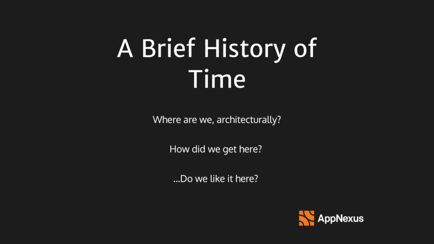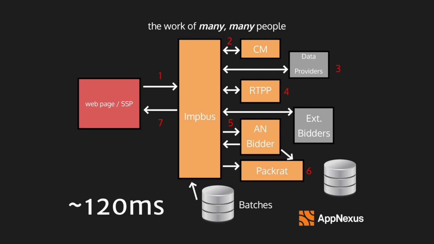I'm going to talk a little bit about where we are architecturally, how we got here. A lot of the answer to that question is by accident, and whether or not we actually like it here. So there's still stuff we want to change about our systems. This is the canonical diagram of the AppNexus real-time platform. And it's very complicated, and I'm not going to talk about it.